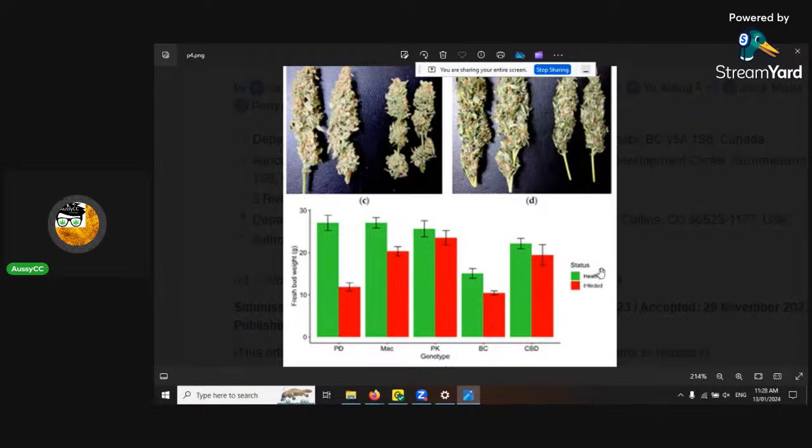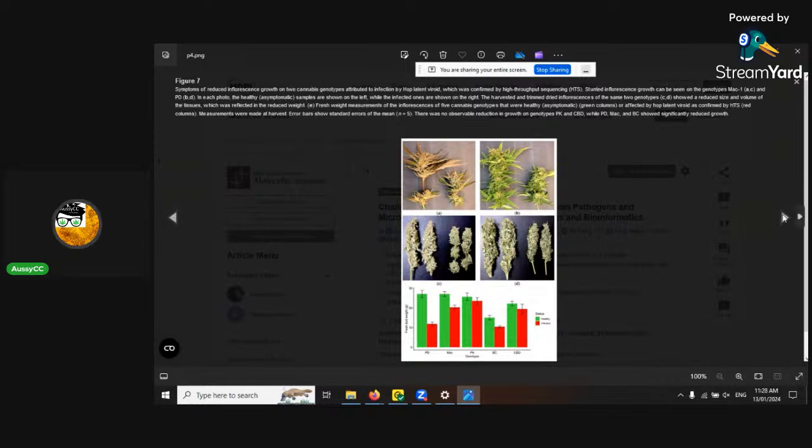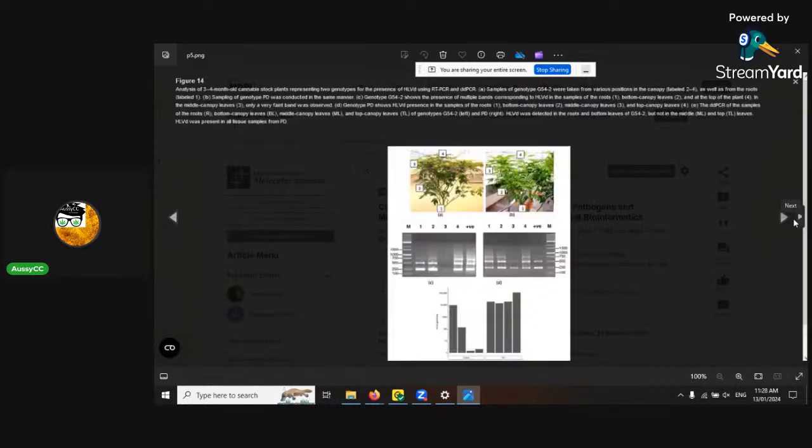So you can see the green is healthy, and the red has the hop latent virus. So you can still cultivate and get the same yield as if it was healthy under that condition. So it's pretty scary, that one. But I've been through the hop latent virus enough, so I'm just going to let you know about that one.